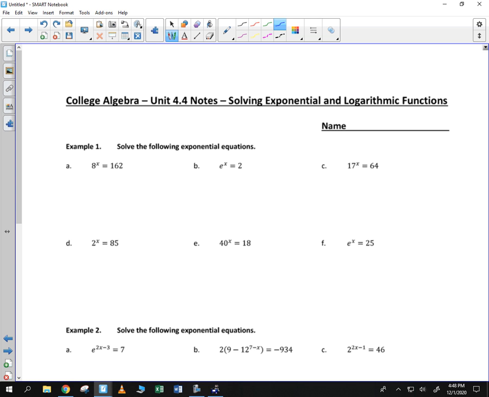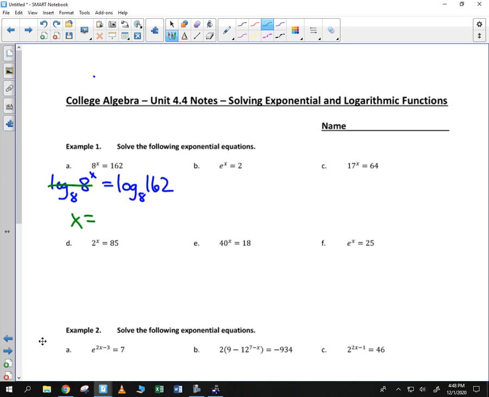Now, a lot of people, when they get to this, want to divide both sides by 8. Well, that's not what you do. And you don't subtract 8 from both sides. What you can do is this. Take the log base 8 of both sides. Notice when we take the log base 8 of both sides, that's gone. And you have x is equal to the log base 8 of 162.